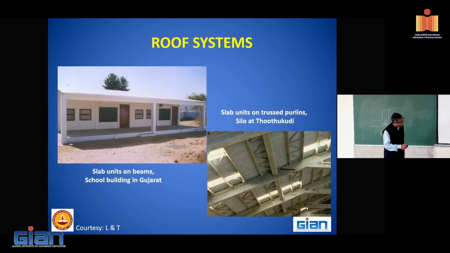Here you can see, this is a zoomed in view of the roof. These are trussed purlins. Why trussed? To make them more stiff. And over the purlins, they have placed roofing material. Some of them are transparent.